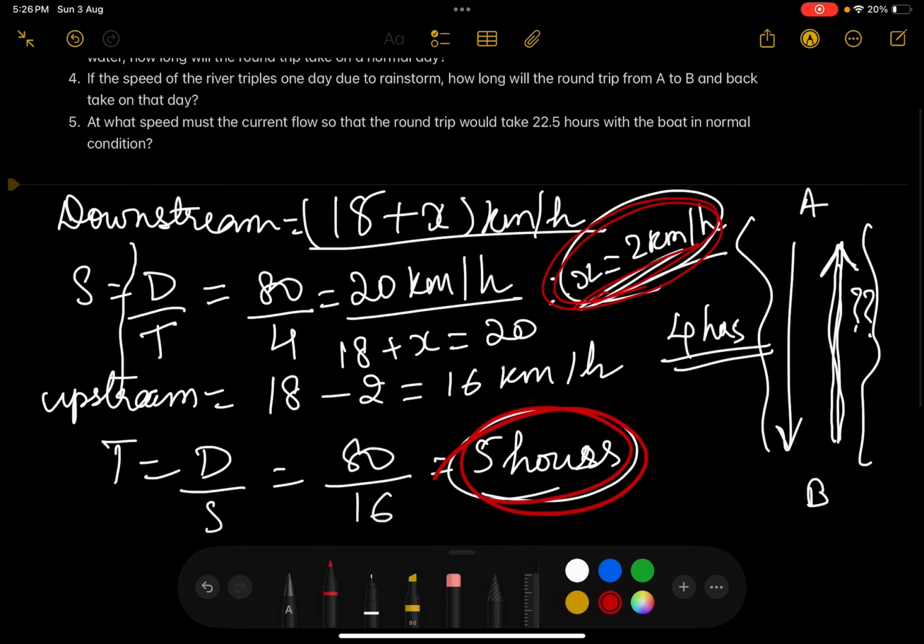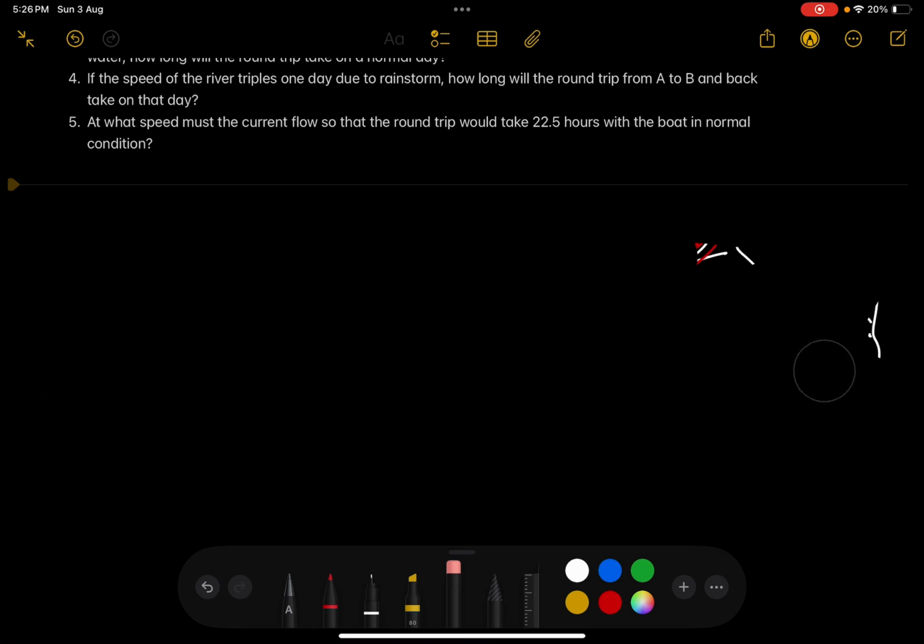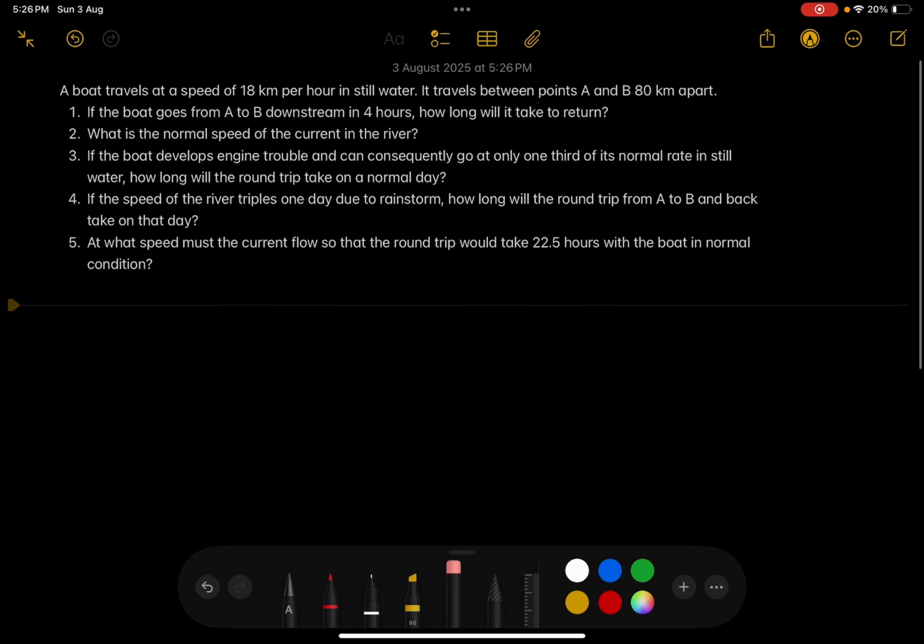Okay, so I hope this entire thing is clear. It's not easy, but once you start practicing, things will start becoming easier for you. Okay, now let's see question number 3.